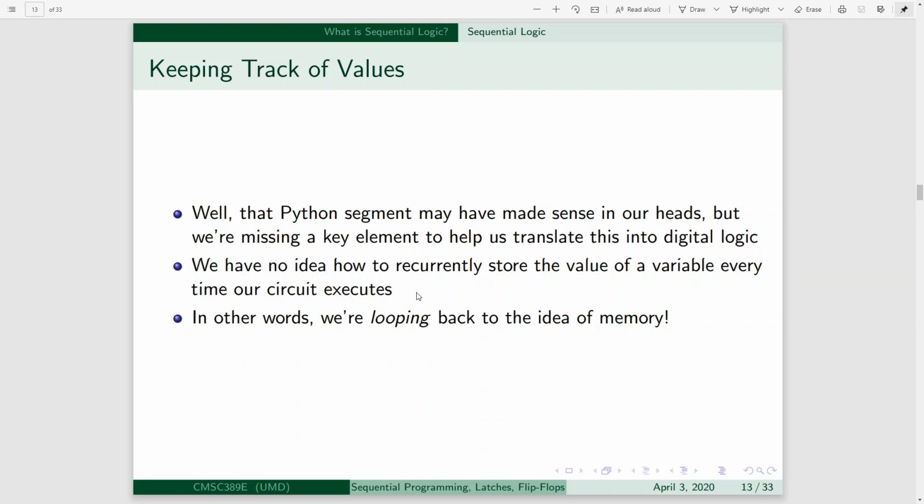So I know right here I mentioned we're looping back to the idea of memory. Oh, well, okay, that's just a pun. That's fine. I had a lot of puns and JoJo references last semester. Cut down on those.